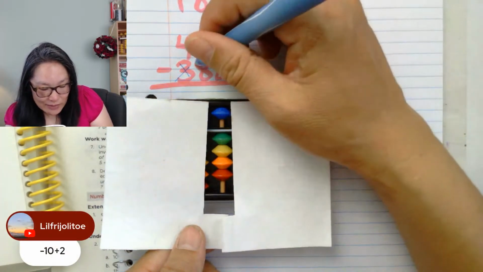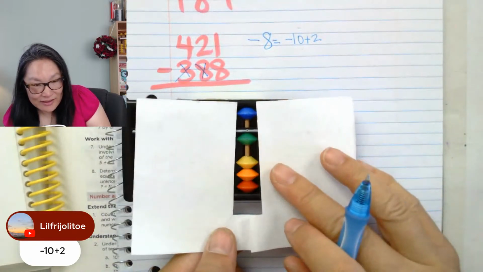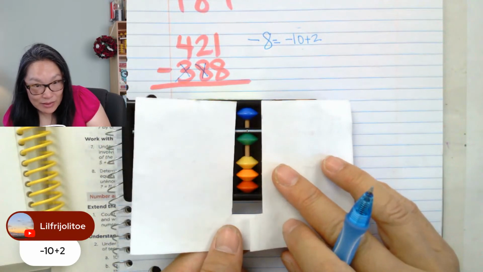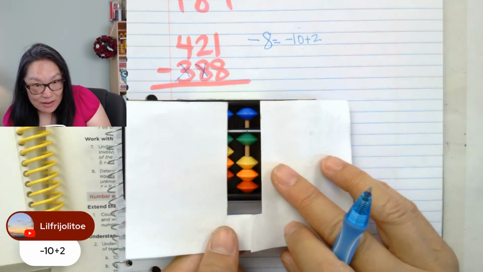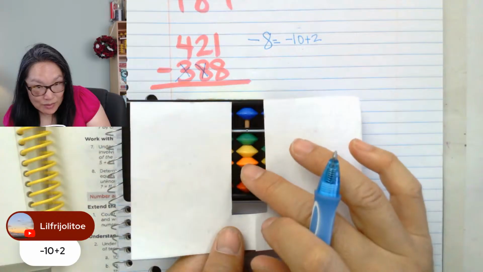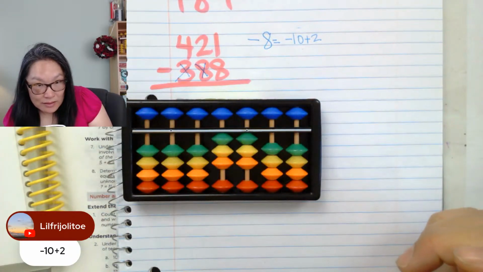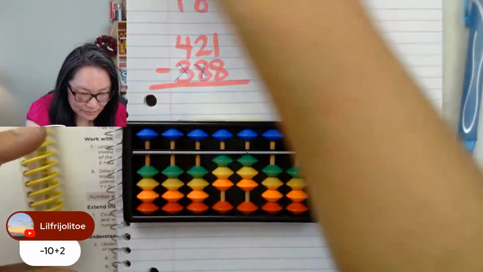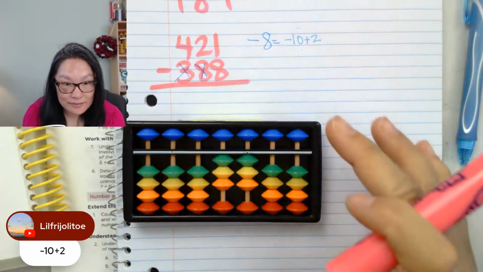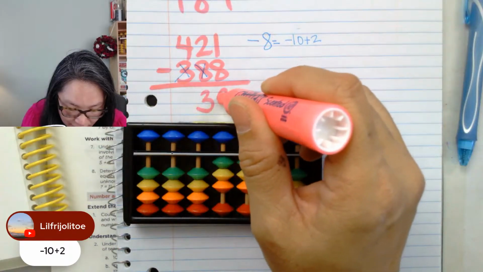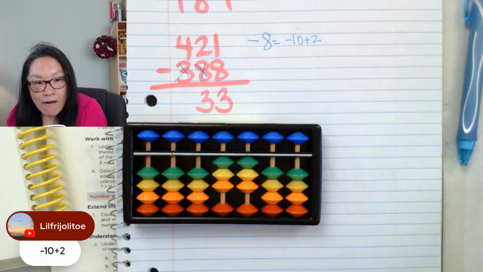Right? So we're done with this 8. We're going to go to this 8. And again, it's the same thing. Minus the 10 plus the 2. So what is my final answer? The final answer is 33.